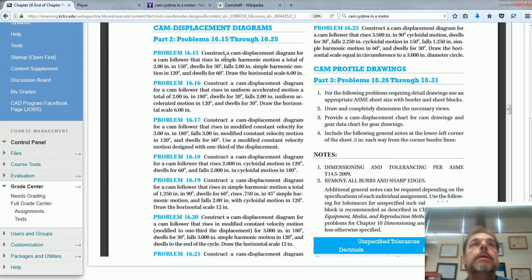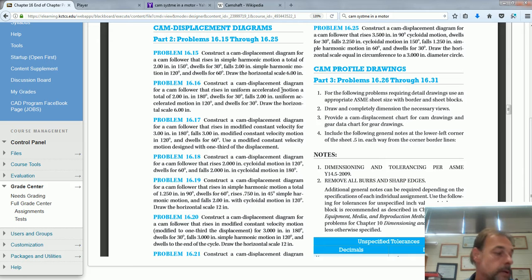Number 15, let's read it. Construct a cam displacement diagram for a cam follower that rises in simple harmonic motion a total of 2, that's your displacement, in 150 degrees, dwells for 30, falls 2 in simple harmonic motion in 120, and dwells for 160. Now it tells us to draw the horizontal scale at 6 inches, so that's good. Most of them you're going to be drawing at 6 inches.